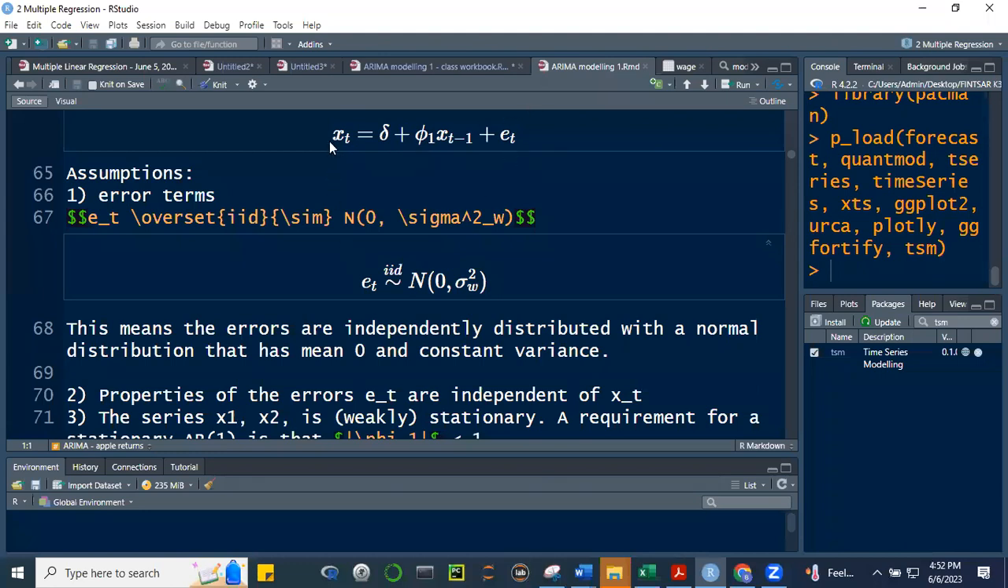And why is it an AR1 process? You have this series x sub t. So this is your time series. And it's equal to a certain constant, delta, plus the coefficient phi1 of x sub t minus 1, plus a certain error term. So this model is what we call an AR1 process.